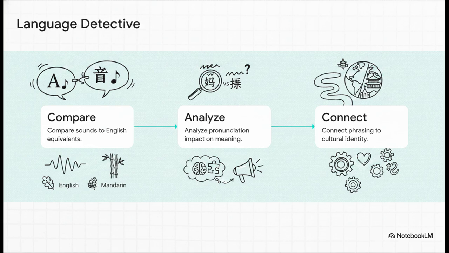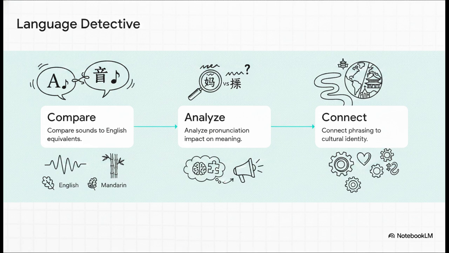Step 1, you compare the sounds. You realize English doesn't really have a standalone word quite like nin that automatically codes for elevated respect. Step 2, you analyze the impact. You know that if you use the wrong tone on hao, you might not be understood at all. Step 3, you connect it to identity. By intentionally choosing nin hao, you're signaling to your teacher that you understand and respect Chinese cultural hierarchies. Your language choice was deliberate, culturally aware, and totally intentional.